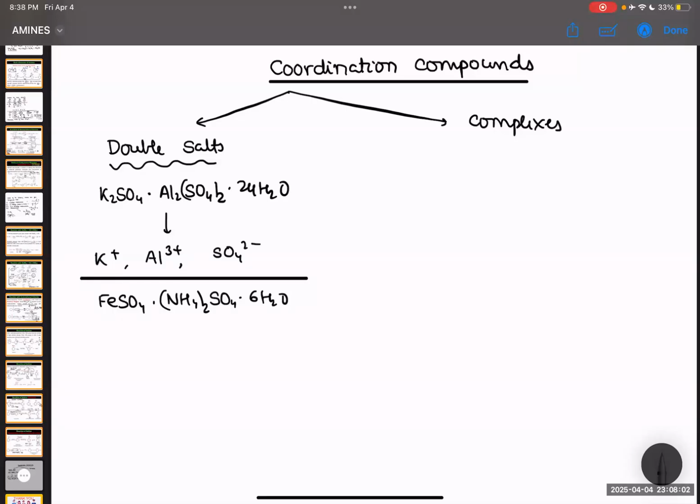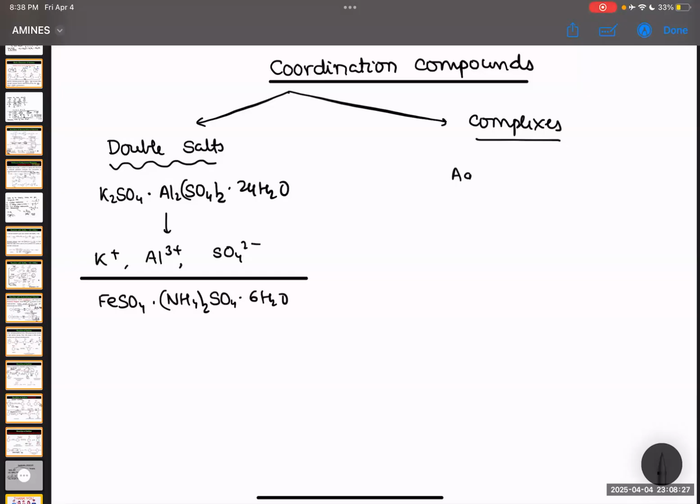More salt. That also is a double salt. And complexes do not split completely because their components are held together by coordinate covalent bonds.